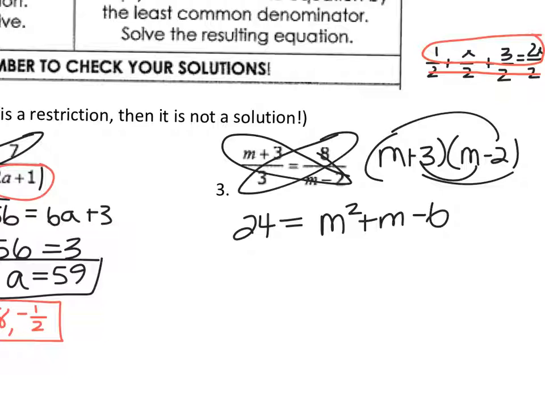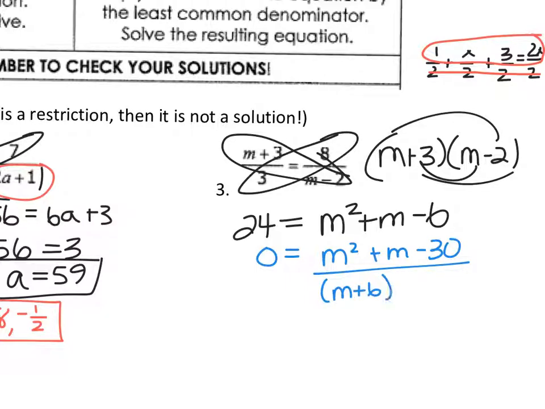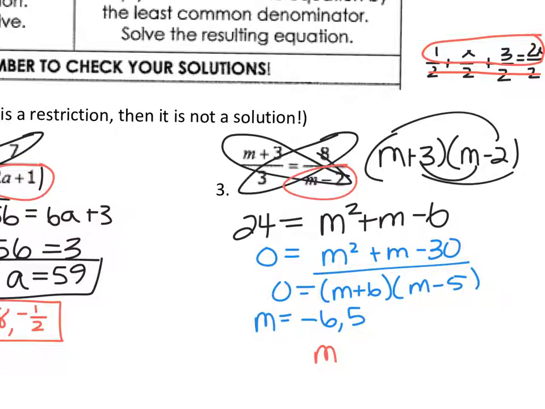If I have a quadratic, what I want to do is get one side equal to 0. So I have m squared plus m minus 30. And then I'm going to solve this by factoring. So this is going to be m plus 6 times m minus 5 equals 0. So my solutions are going to be m equals negative 6 and 5. Looking back at my restrictions, my only restriction is that m can't be 2, so I'm good. So this is my solution right here.